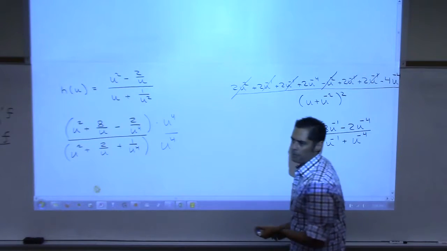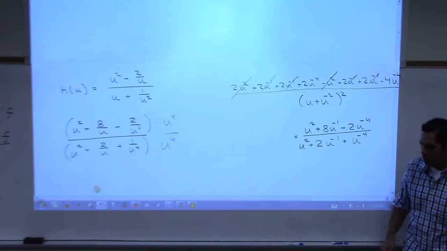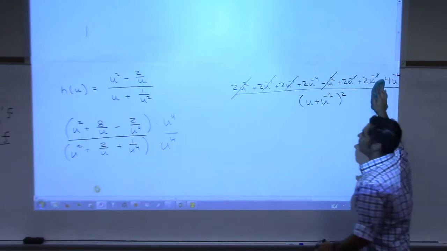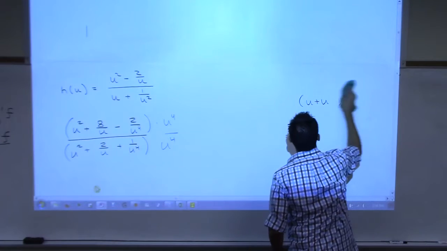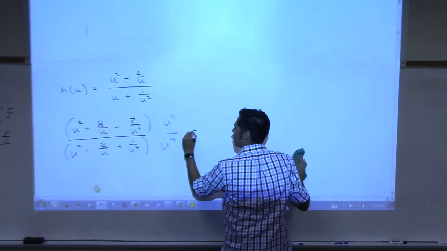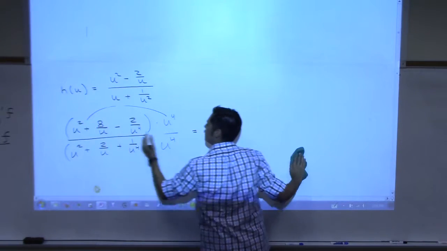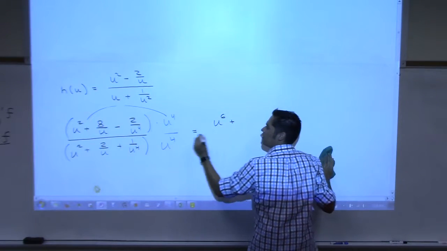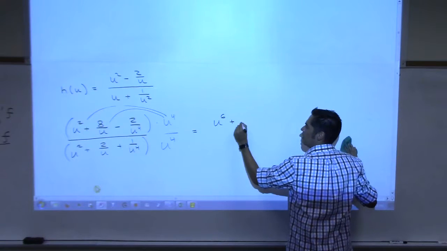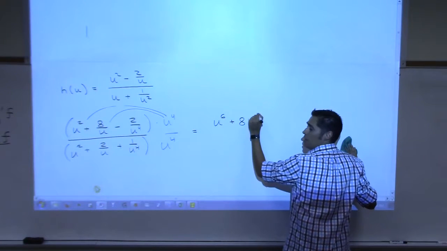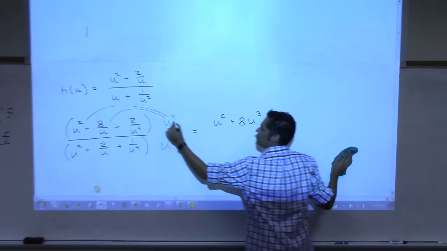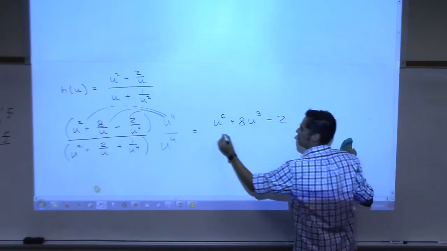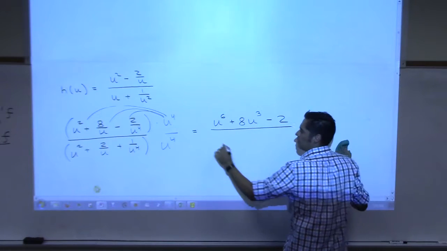Can I multiply by u to the 4th on top and bottom? Why would I do that? You're trying to get rid of those u's. I'm going to clear out fractions, aren't I, by doing this? Watch. This times this, u to the 6th, plus this times this, 8u to the third minus 2, just 2, right? Over u to the 6th.